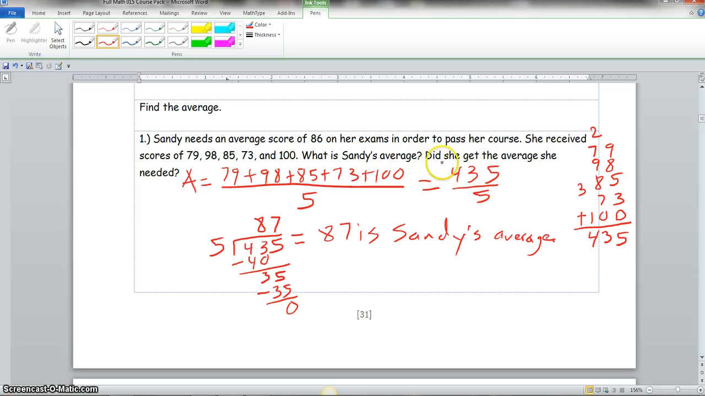Okay, now question number 2. Did she get the average she needed? She needed an average score of 86. So 86 or higher is good. So we could say yes, she received the average she needed.